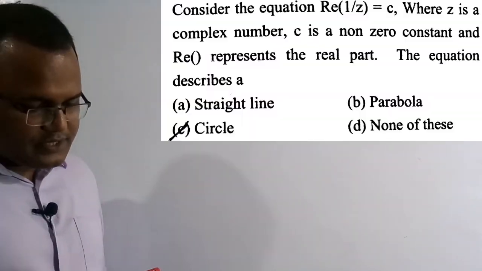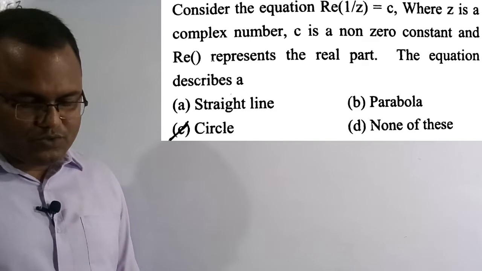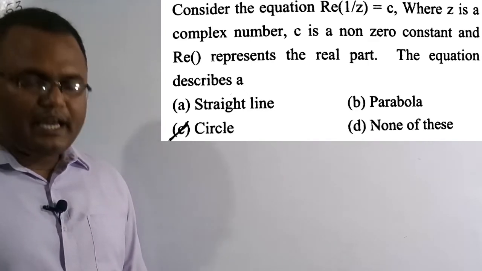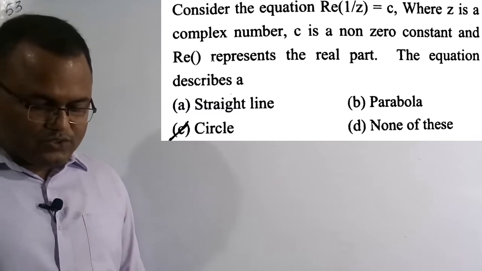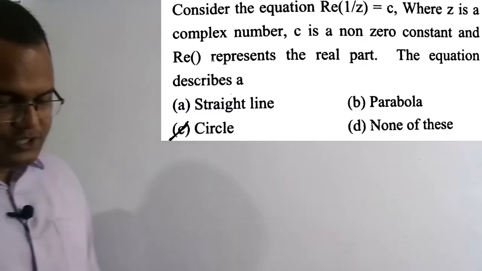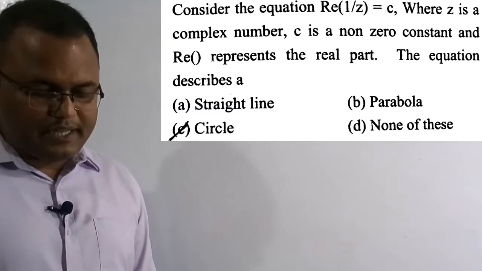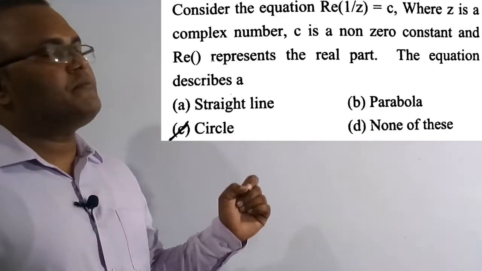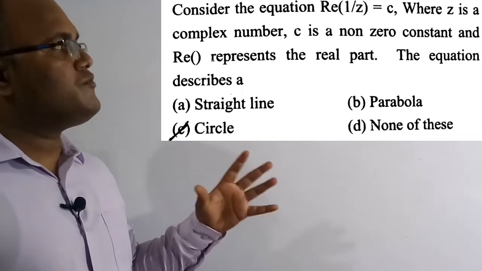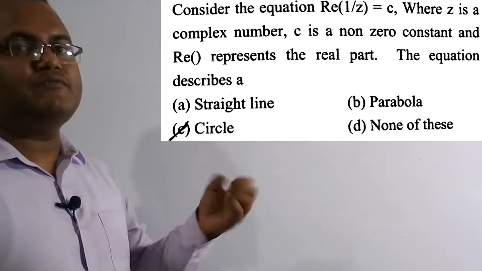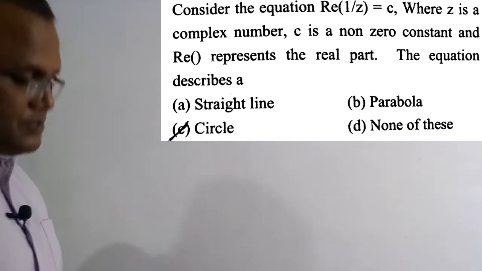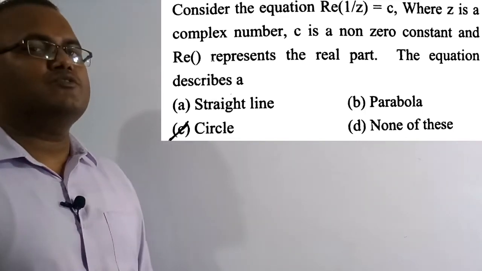So now we are going to solve the 53rd question. See the question here. Consider the equation real part of 1 by z is equal to c, where z is a complex number and c is a non-zero constant, and the real part of z. The bracket notation represents the real part. So basically in the question they have given the real part of 1 by z is equal to c. Therefore we have to find what this function is going to represent, what is the nature of this function. Out of these four options, option C, circle, is the correct solution of this question.